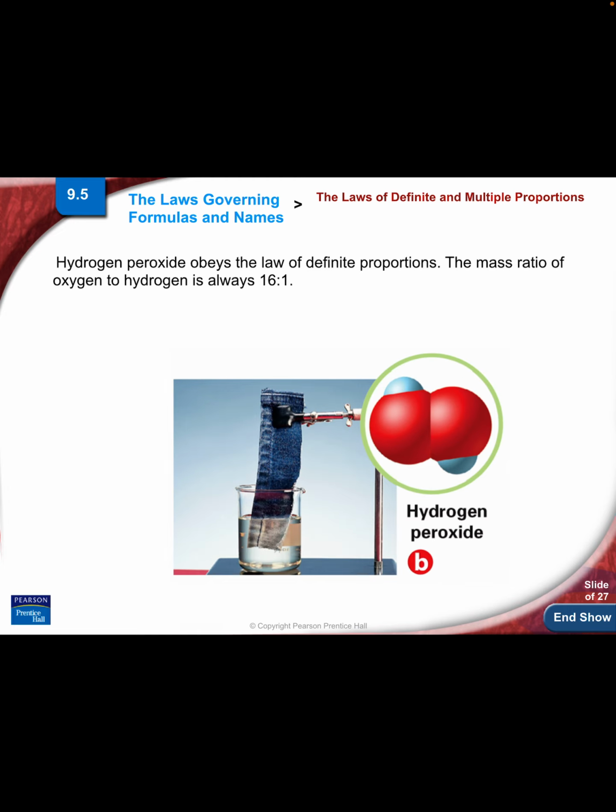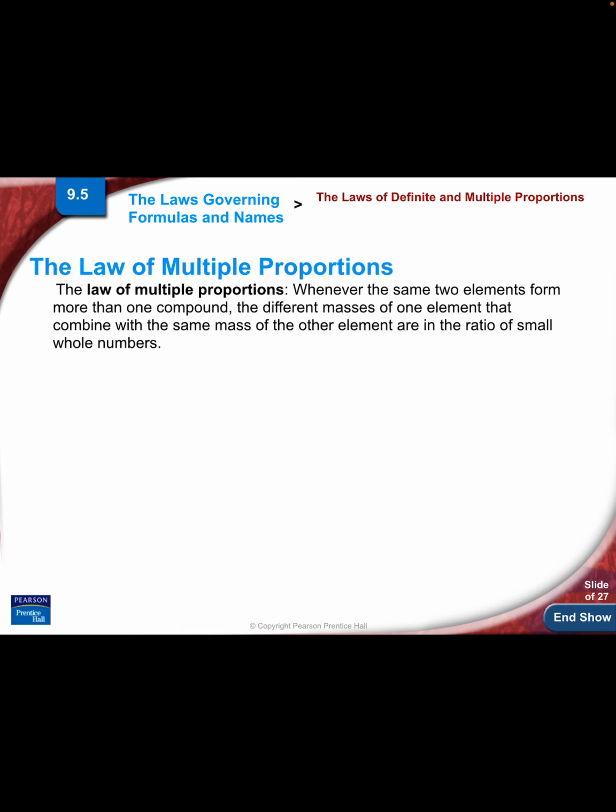And if you look at another compound like hydrogen peroxide, wherever you are in the world, it's the same. You have 2 oxygens at 16 each, so that's 32. And you have 2 hydrogens at 1 each, so that's 2. So the ratio 32 to 2 simplifies to 16 to 1. That's it. It's as obvious as that.